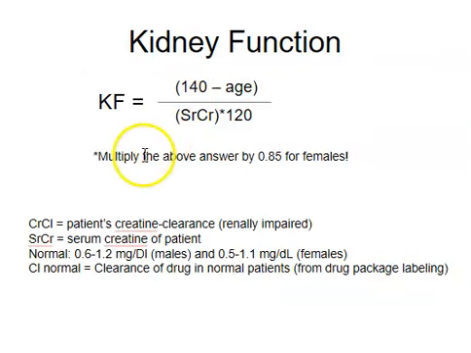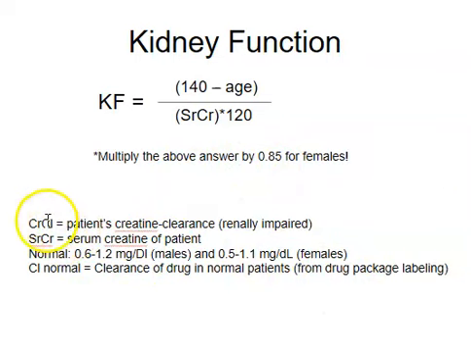Here's kidney function. And this is for a male. If this was for a female patient, we would take this whole answer and multiply it by 0.85. Okay, so remember that. And then this is just defining what our parameters are.